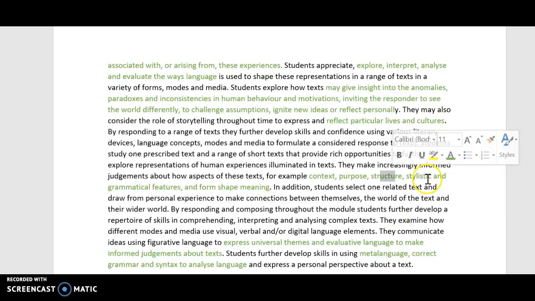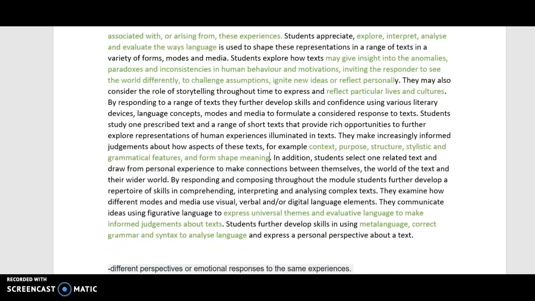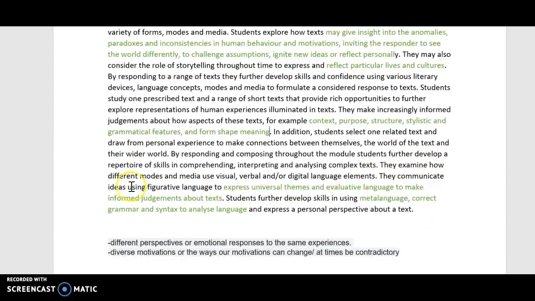Why is the structure important? Why are the stylistic and grammatical features important? And how do all of them shape meaning? Again, this is like the how. And if you look at this, it's asking you to do T sentences and to look at how we use ALARM at our school. Okay, and then we jump down. They communicate ideas. So here is your ideas. Using figurative language. So you're using figurative language, not the composer. This is also you, and that is going to come out more in your discursive. But to express universal themes and evaluative language to make informed judgments about the text.